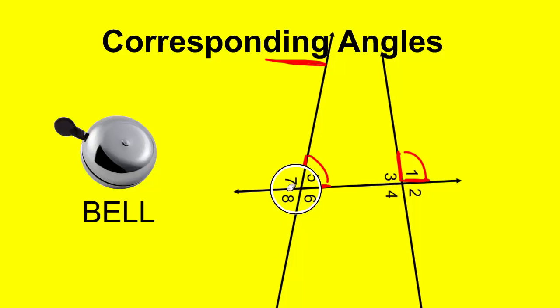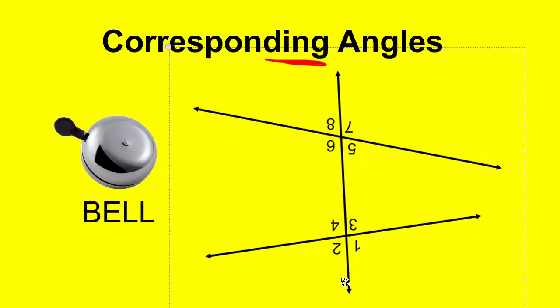And then I can repeat it. I can rotate my paper once again, and I go through that same exact process. I look for the L's, and I can see that this is one L here, and this one here is another one that looks like an L. Therefore these two angles here are corresponding angles.